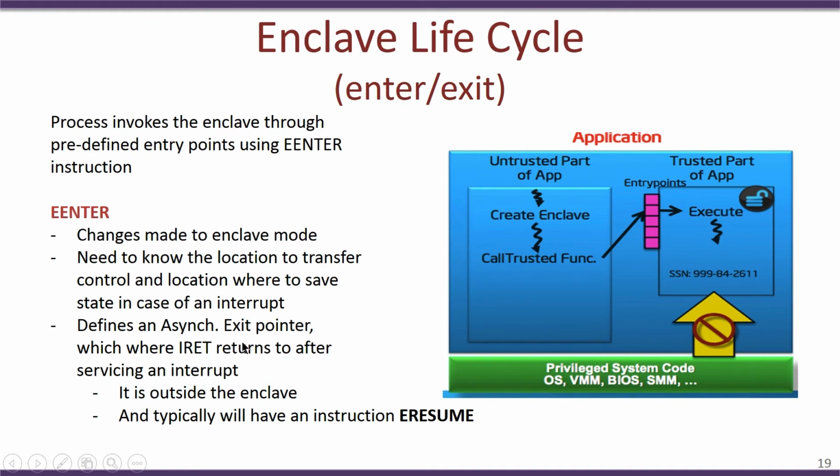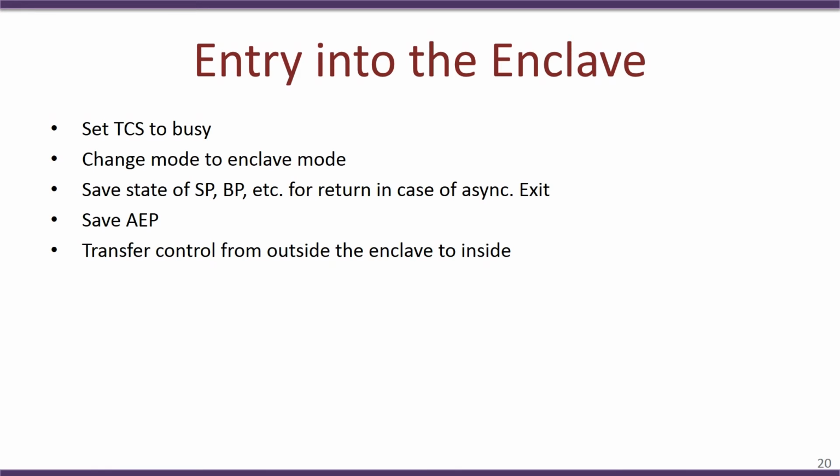We will look in more detail at the asynchronous exit pointer, and essentially this is related to interrupt management when in enclave mode. When the EENTER instruction is executed, the processor will set the TCS in the enclave to busy, stating that this particular enclave is in use. It would change the mode from the non-enclave mode to the enclave mode. Then it would save the state of the stack pointer, base pointer and so on, and it will also save something known as the AEP.